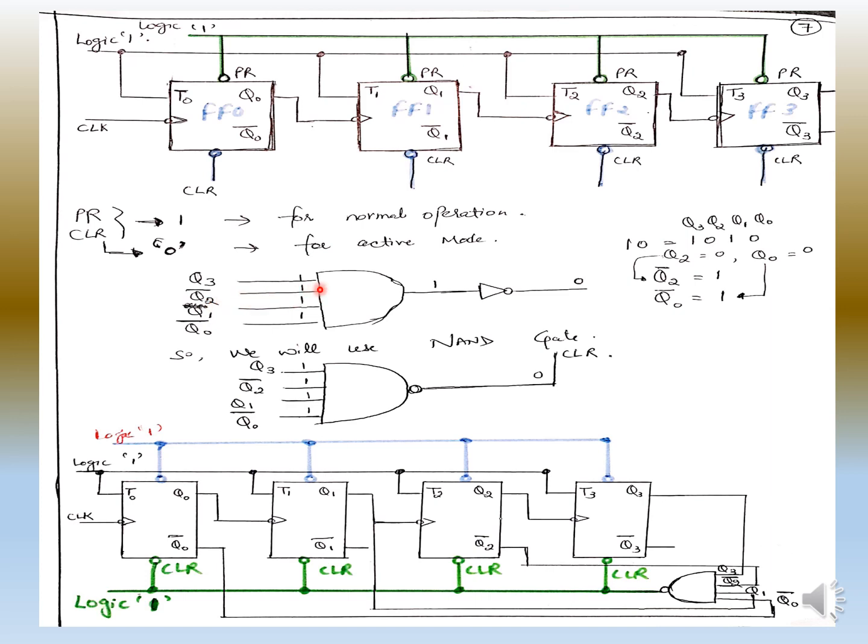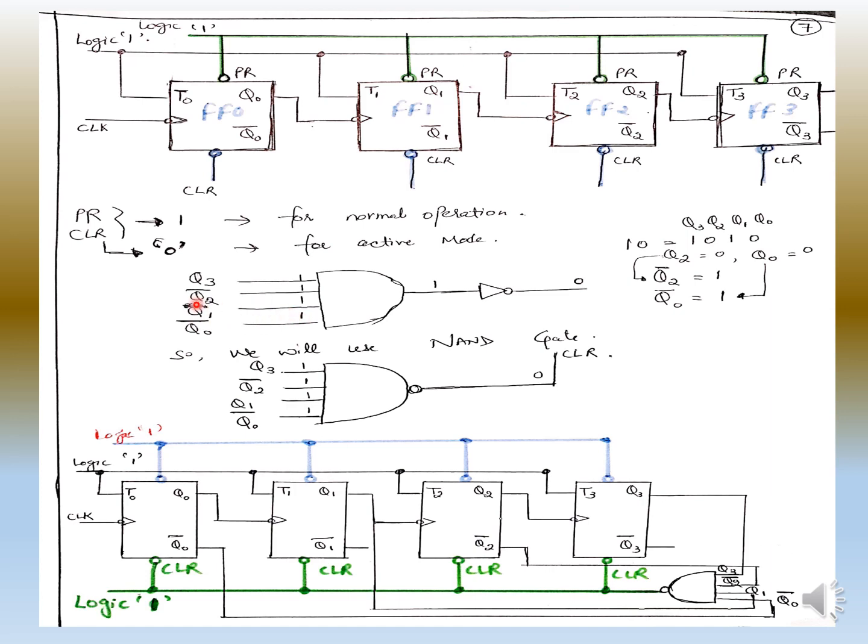This 1 will go here. Now next, Q1 is 1, so this Q1 is 1 which is going here, and then Q0. Q0 is 0 here, but we have to apply Q0 bar to make it 1. So what is Q0 bar? It is 1.